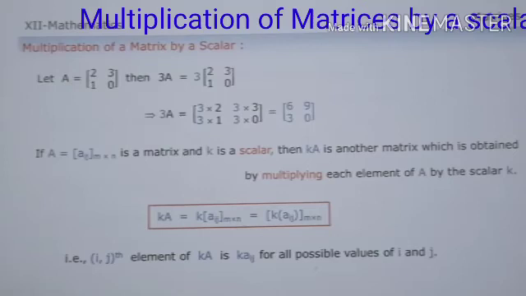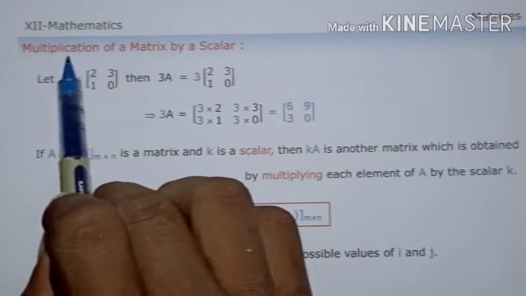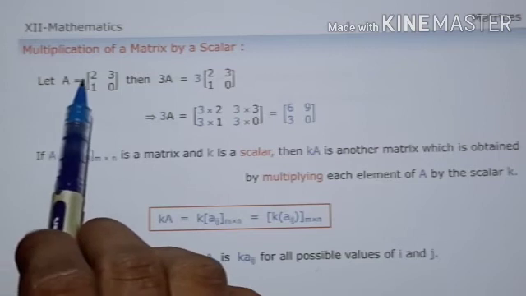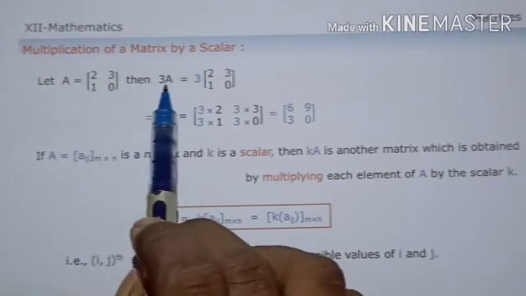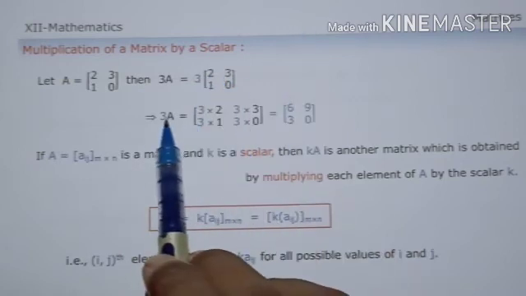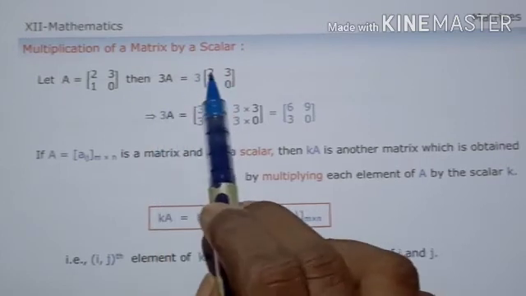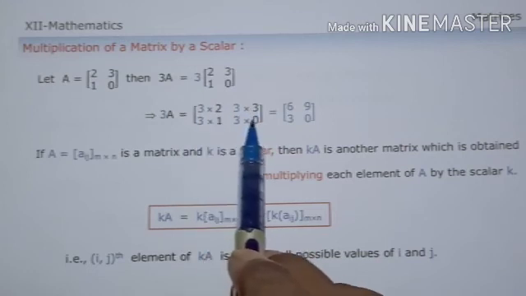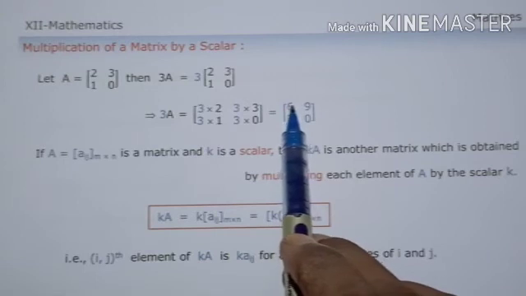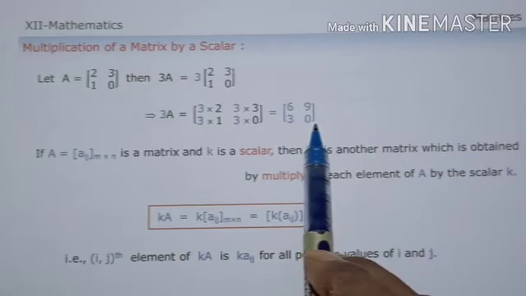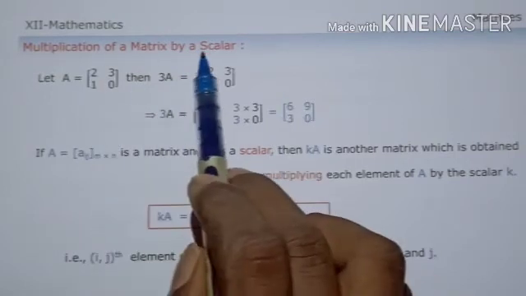Dear students, in this video you are going to learn multiplication of a matrix by a scalar. Let A be equal to the matrix 2, 3, 1, 0. Then 3A is equal to 3 into the matrix 2, 3, 1, 0, which implies 3 into A, where the 3 is multiplied with all the elements of the matrix A. That means 3 into 2, 3 into 3, 3 into 1 and 3 into 0. Now you are going to get the new matrix 6, 9, 3, 0. So this is the multiplication of a matrix A with the scalar 3.